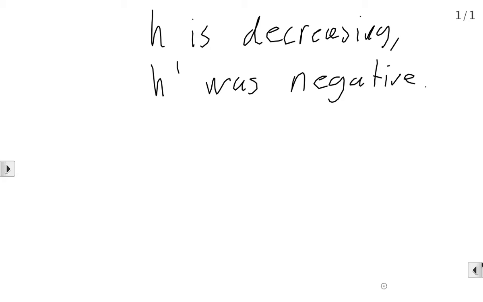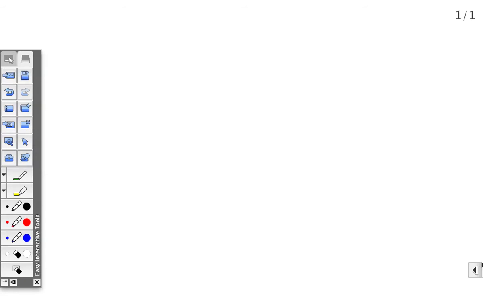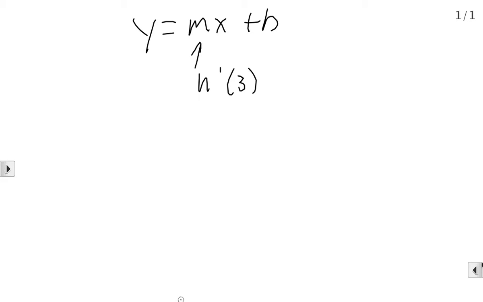Let's see here. I think the next one is kind of the big question where it says use the tangent line curve. This is going to take a lot of work. So we're going to do y equals mx plus b. But some of the work is saved for us. Because it says at 3, we already know h's rate of change at 3. We worked out in the last question. So it's kind of nice that we get to recycle that value.